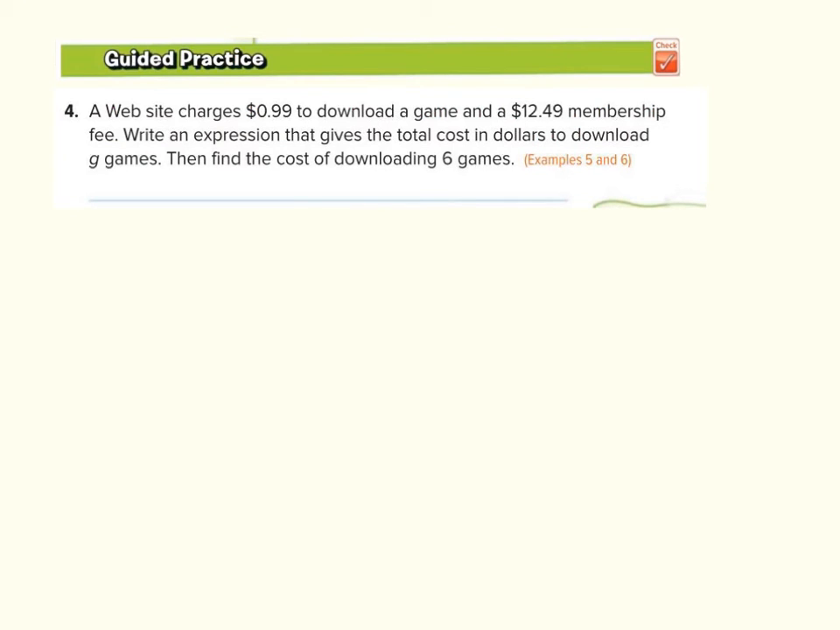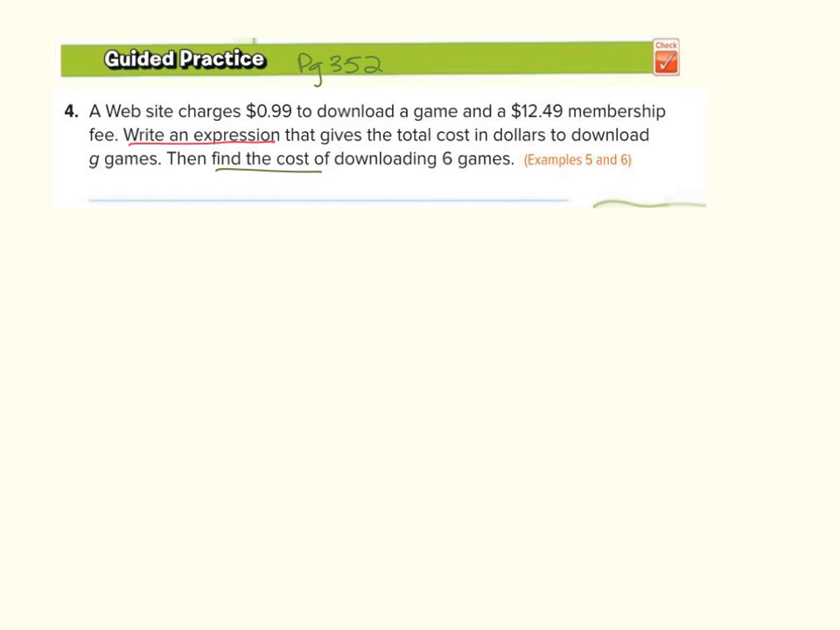Now, at the bottom of page 352, let's go ahead and do this guided question together. A website charges 99 cents to download a game and a $12.49 membership fee. Write an expression that gives the total cost in dollars to download G games. Then find the cost of downloading 6 games. So the first thing we need to do is write that expression. Then the next thing we got to do is find the cost.